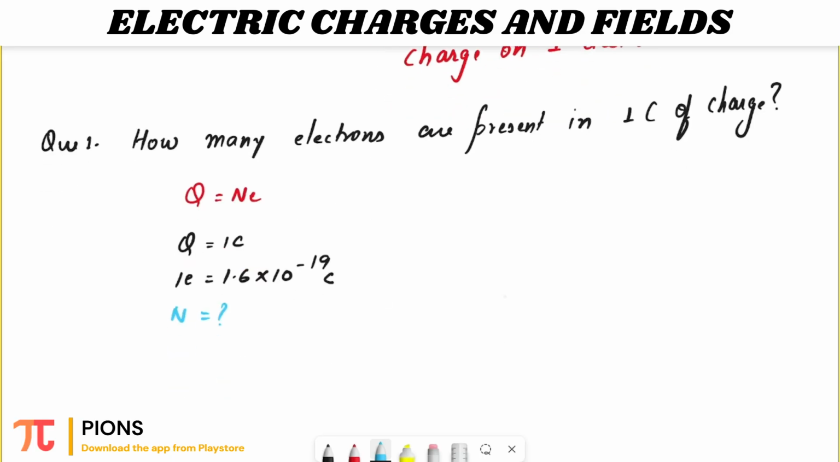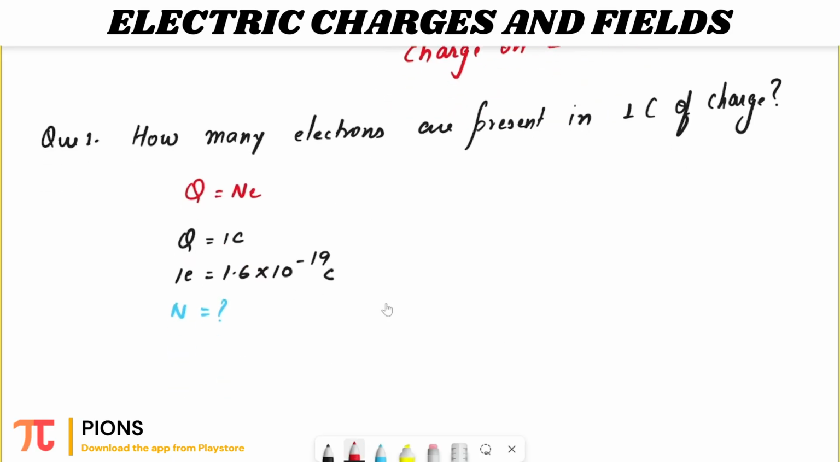Great. So let's use the identity and find N. N is nothing but Q by e. And Q is 1 coulomb upon e, which is 1.6 × 10^-19. And that is exactly 6.25 × 10^18 electrons.